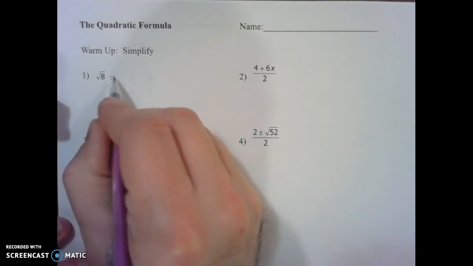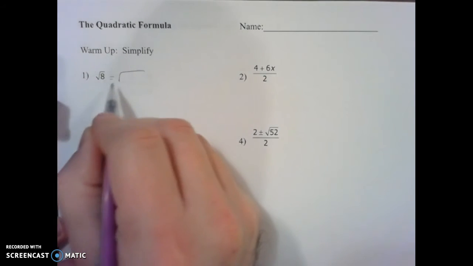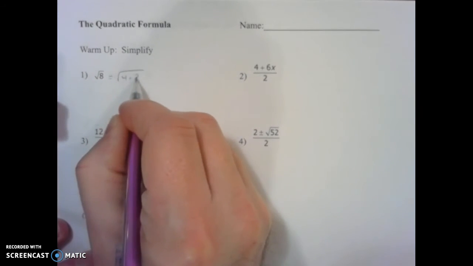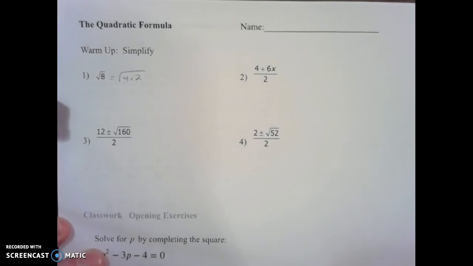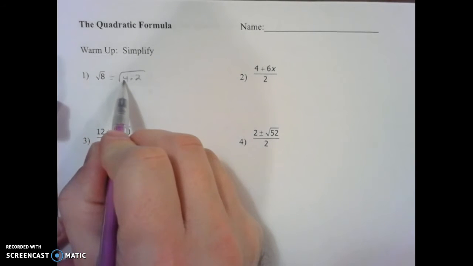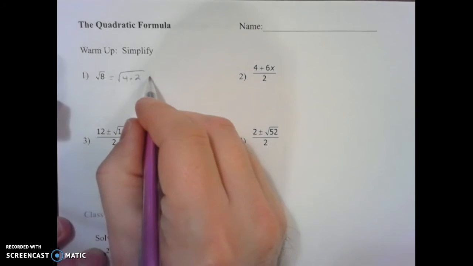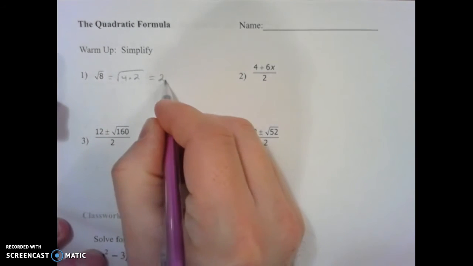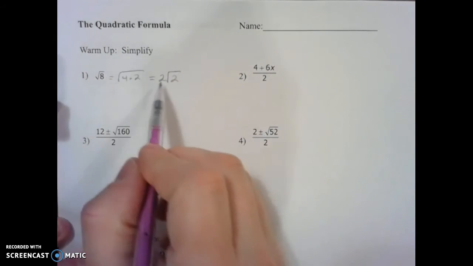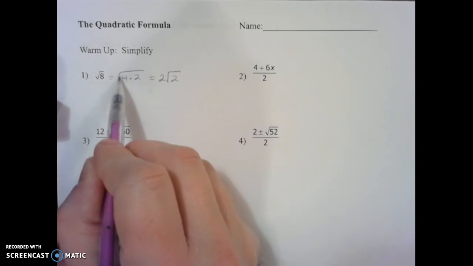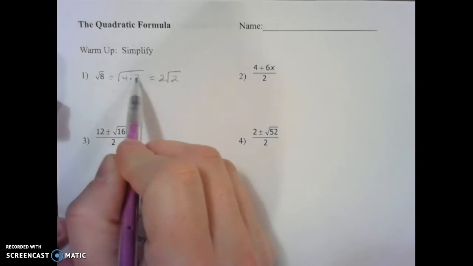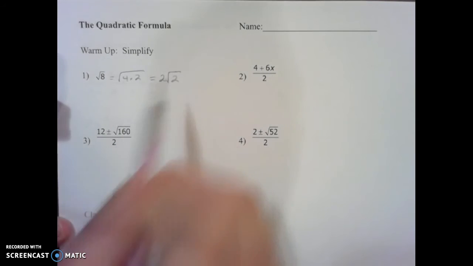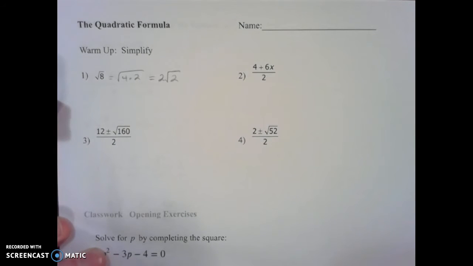And so in this example, I can rewrite the square root of 8 as the square root of 4 times 2. 4 is a perfect square. The square root of 4 is equal to 2. And so this whole thing is going to be equal to 2 times the square root of 2. That 2 out front comes from the fact that the square root of 4 is 2, and that's going to leave you with the square root of 2 left over.